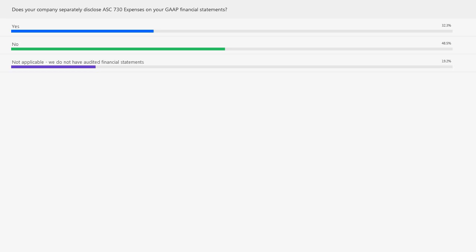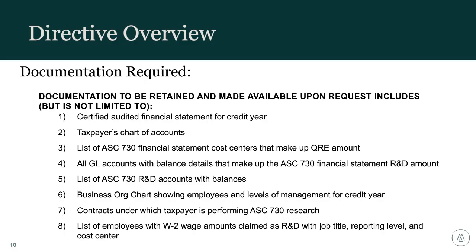With that, I will turn it over to Ray Esquivel to cover more about the directive. Excellent. Thank you, Star. So what we wanted to walk through on this slide was an overview of the documentation that would be required under the directive methodology. The language of the directive spells out these listed items here on this slide, those documentation items that could be requested by the examiner should the credit be looked at in the future. So these are the things that, at a bare minimum, the taxpayer is going to want to have available if they choose to utilize this directive methodology.